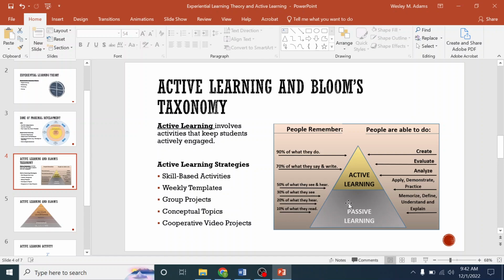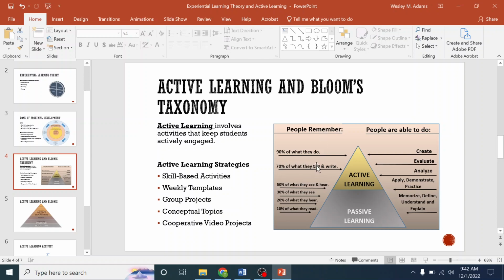20% remember what they hear. This is what they remember. 30% remember when just visual information is presented to them. But if you combine seeing and hearing, 50% will retain that information.